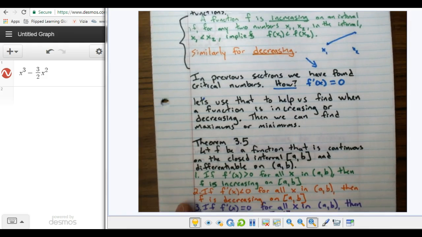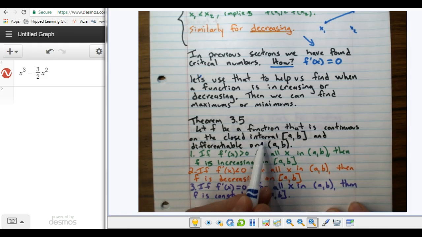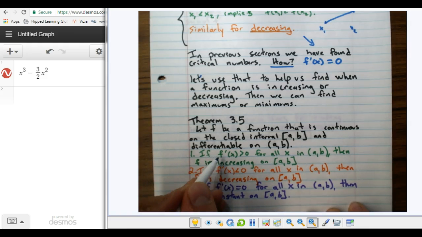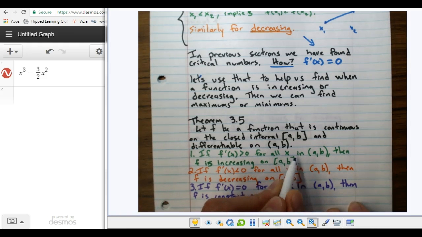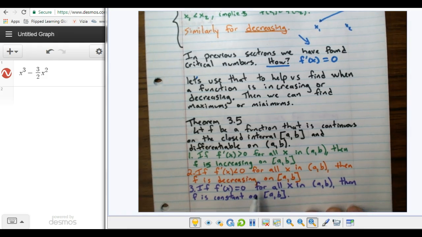Okay, so here's Theorem 3.5. Let f be a function that is continuous on the closed interval [a, b]. Remember, continuous means that there are no holes in it, or asymptotes, and differentiable on the open interval (a, b). So that means it's not going to be too pointy or anything like that. All right. So if f prime of x is greater than 0 for all x in that open interval, then f is increasing on the closed interval. If f prime of x is less than 0 for all x in (a, b), then f is decreasing. And if f prime equals 0 for all x in the open interval, then f is constant.